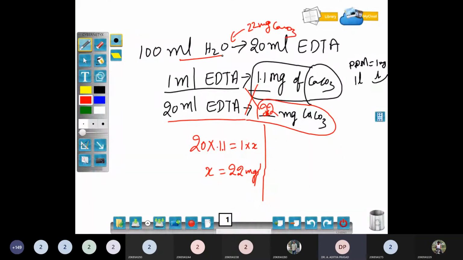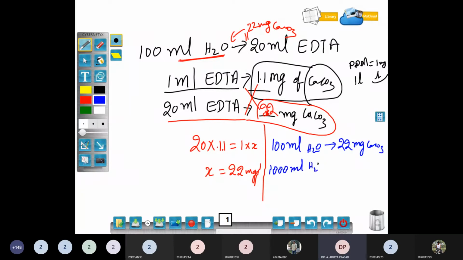If 100 ml of water is equal to 20 ml of EDTA, that means this 20 ml of EDTA is equal to 22 milligrams of calcium carbonate. So for 100 ml of water, there will be 22 milligrams of calcium carbonate. But we require it for 1000 ml.